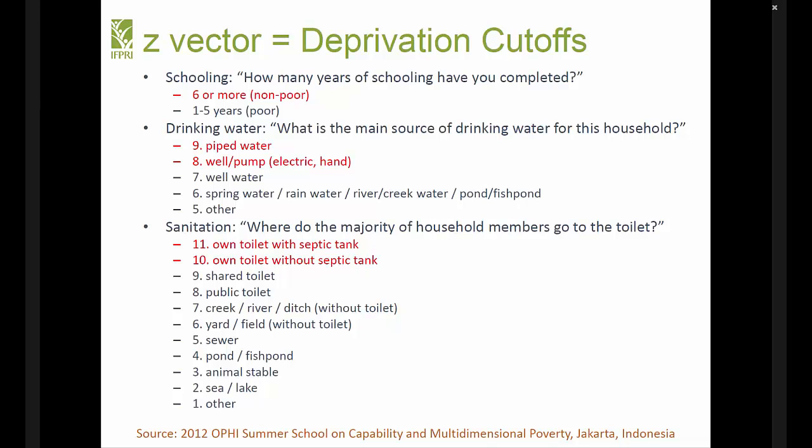I don't know. But we just know it's better, right? So, I mean, we cannot quantify. That's what we mean by this is ordinal data. So sanitation: where do the majority of household members go to the toilet? And we choose, let's say, own toilet. As long as they have an own toilet, that's non-poor. And if not, any other category is poor.